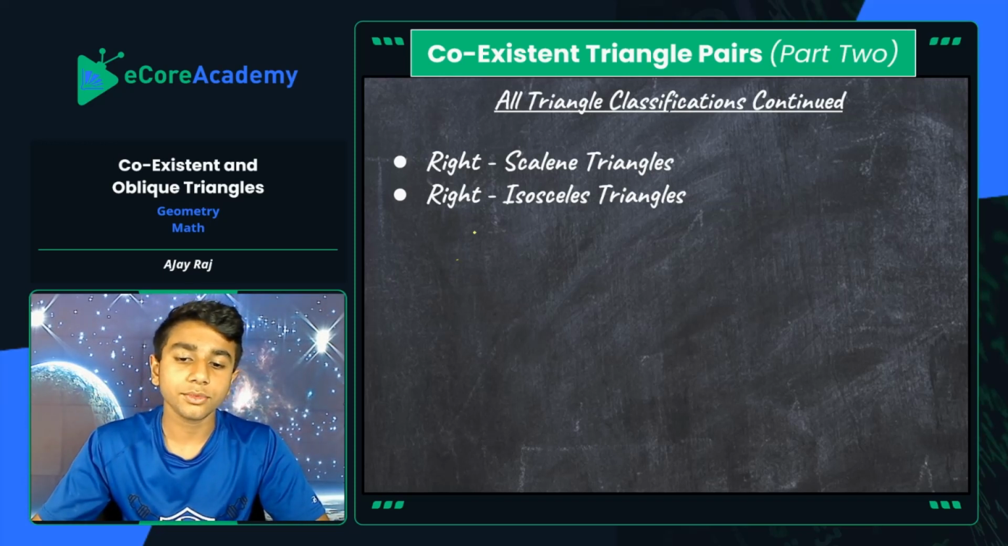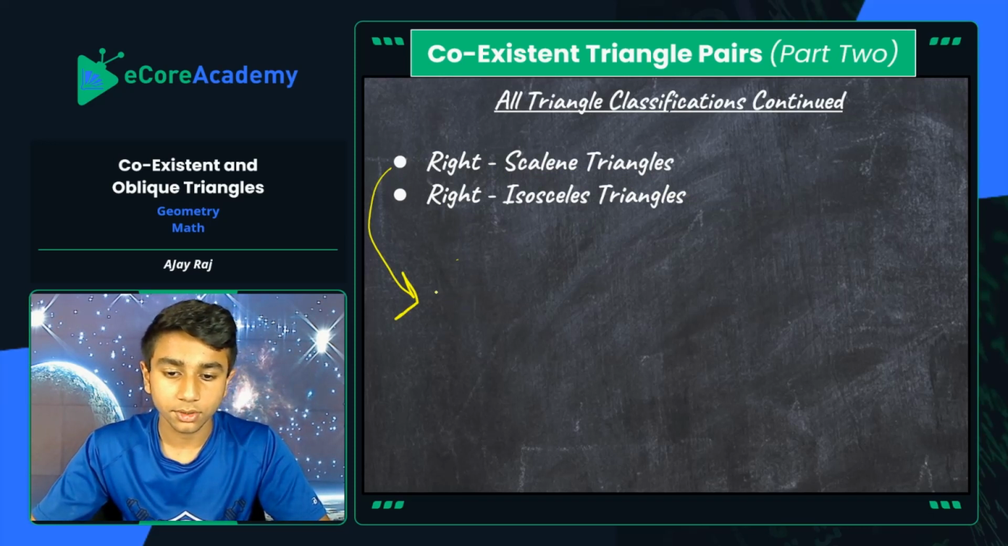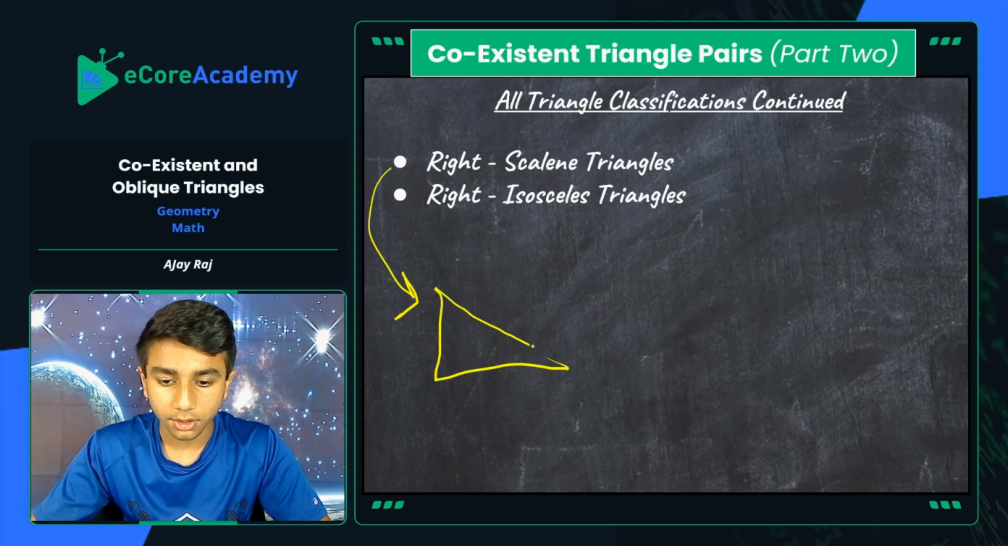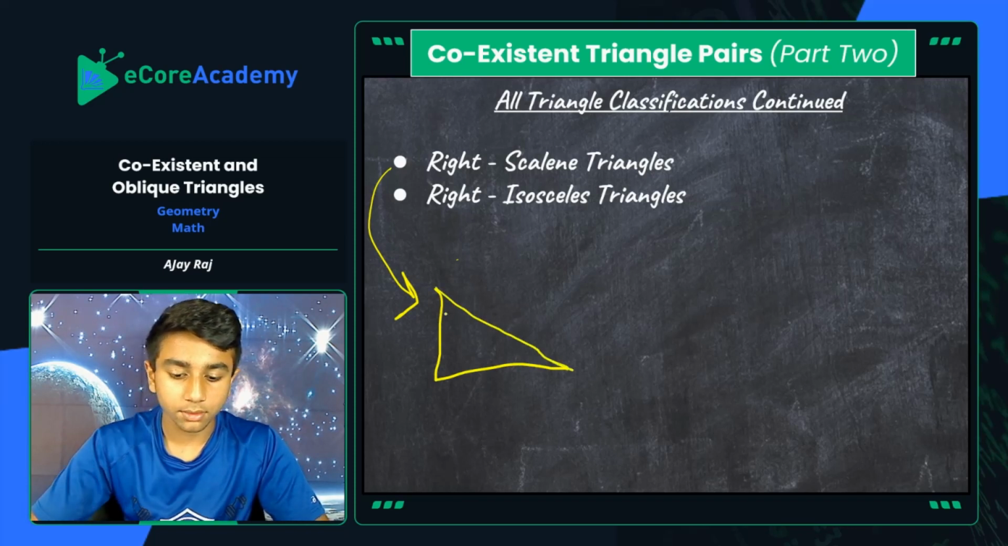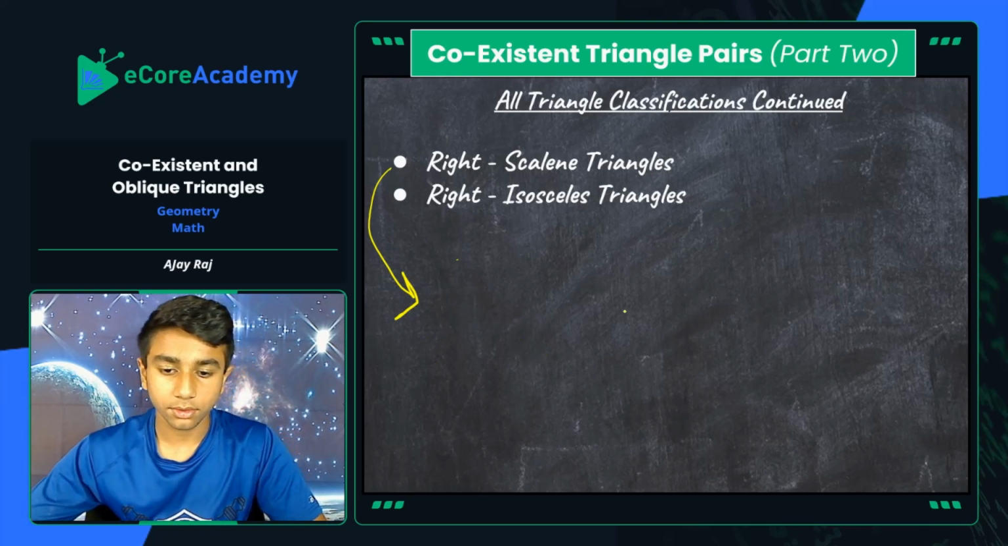However, a right triangle can always be a scalene triangle, meaning no sides that are equivalent, and it can also be an isosceles triangle. So we'll draw those out. A right scalene triangle will look something like this. So no sides are equivalent. You can have something like this here. Let me erase that bit off. Let's redraw that real quick.